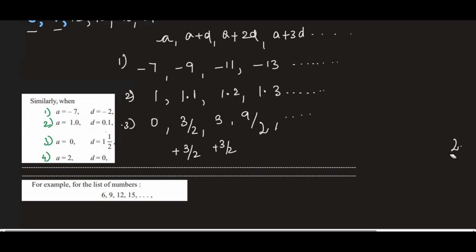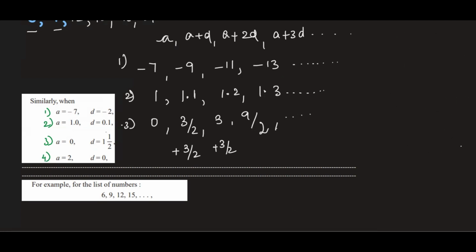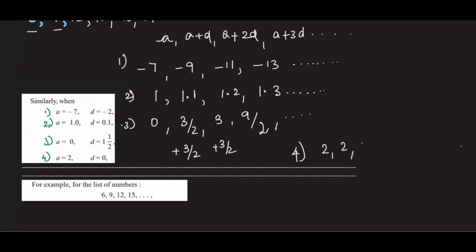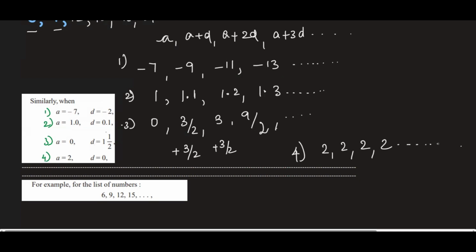The fourth example is very easy. A is actually 2, so the first term is 2, and D is actually 0. So 2 plus 0 will become 2. Again 2 plus 0 will become 2. Again 2 plus 0 will be 2. So the series will be just 2, 2, 2, 2, 2.